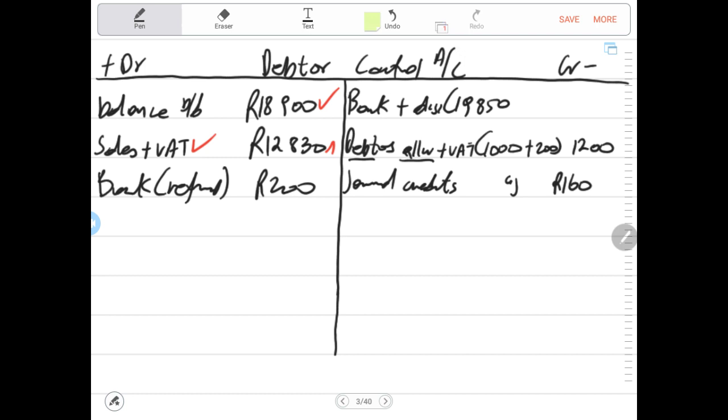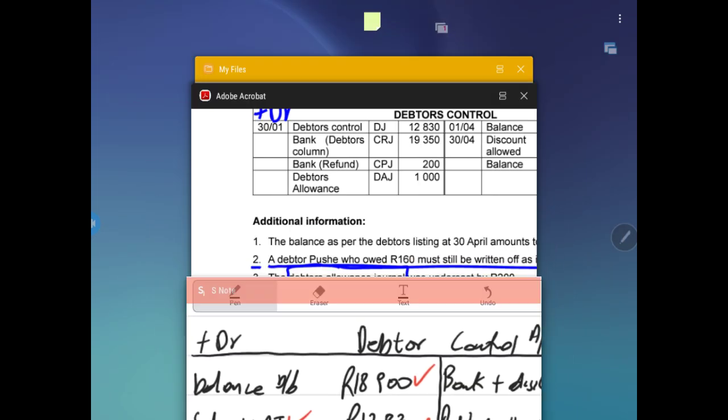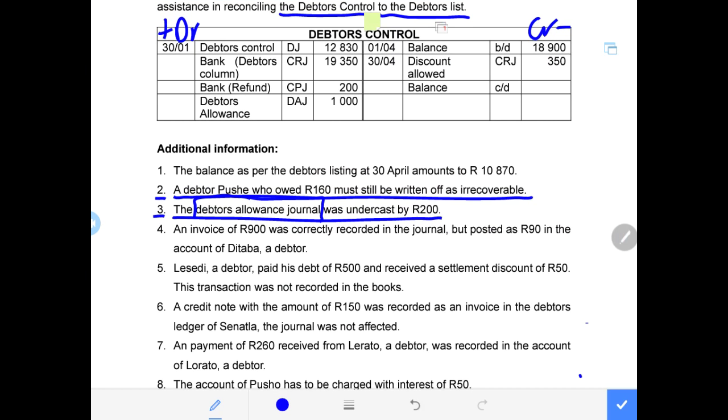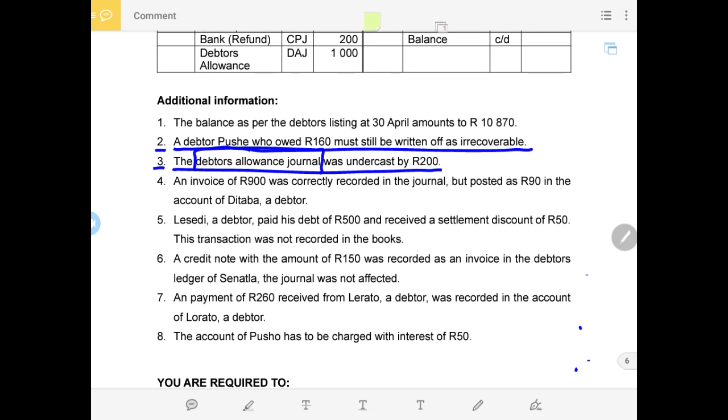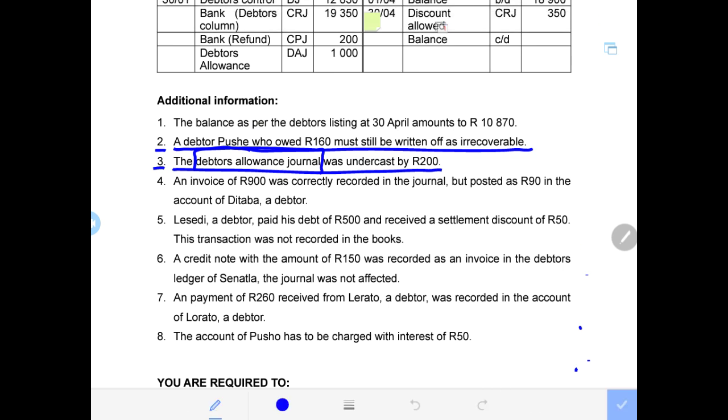Remember, the debtors and allowances also include VAT. Hence, I also said plus VAT. Debtors allowance plus VAT. So we include it in there. You still get your tick in there. Don't worry. You'll still be sorted even if it's inside there. Then we come to the next one. Remember, I said the list of debtors is not affected because there was no specific data that was recorded undercasted, but only the total of the debtors allowance journal.